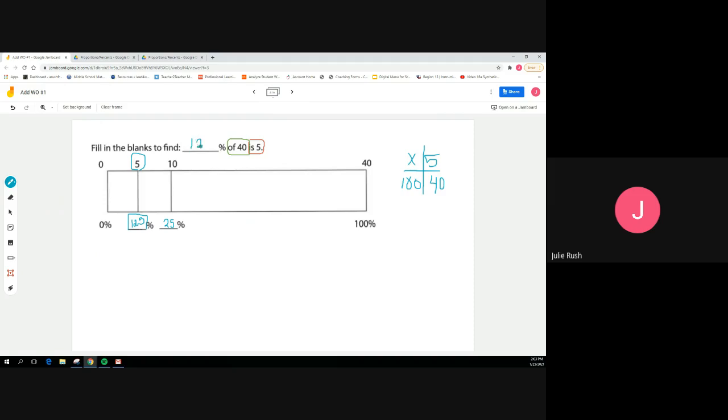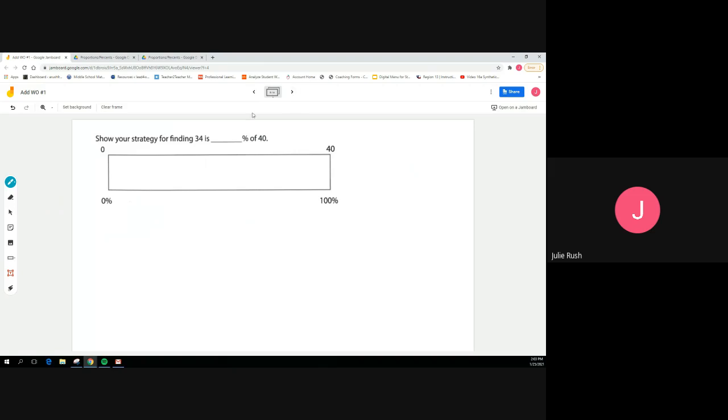And we can have decimals in our percent. Don't let that throw you. Let's make sure and do our multiplication. So we're going to do 100 times 5 to check our work and divide it by 40. And we get 12.5, which is 12.5%. Good job, guys.